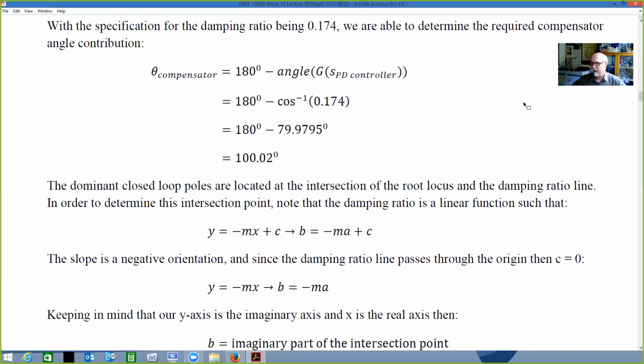So the dominant closed loop poles are located at the intersection of the root locus and the damping ratio line. In order to determine this intersection point, note that the damping ratio line is a linear function such that y equals negative mx plus c. That's just a general equation for a straight line with a negative slope. So if I have b equals negative ma plus c, the slope is negative orientation as I mentioned, and the damping ratio line passes through the origin, so c must just equal 0. Therefore y equals negative mx, so in our case it's going to be b equals negative ma.